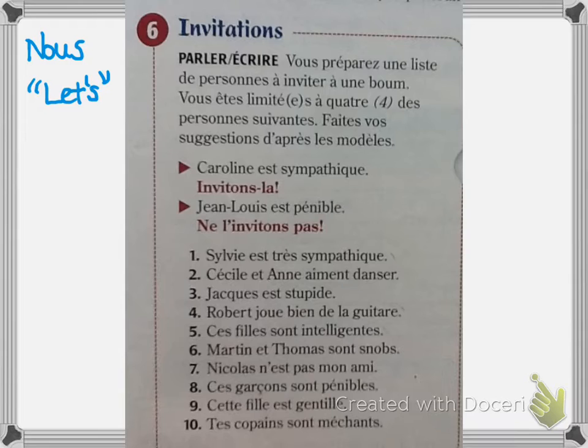So you're always going to use the verb invitons. In the affirmative, it's always going to be invitons, followed by your direct object pronoun. It'll be either la, le, or les. And in negative ones, it's always going to be ne, then the pronoun, then invitons, then pas. Remember, in negative ones, because these are both followed by invitons, there'll be an l apostrophe.